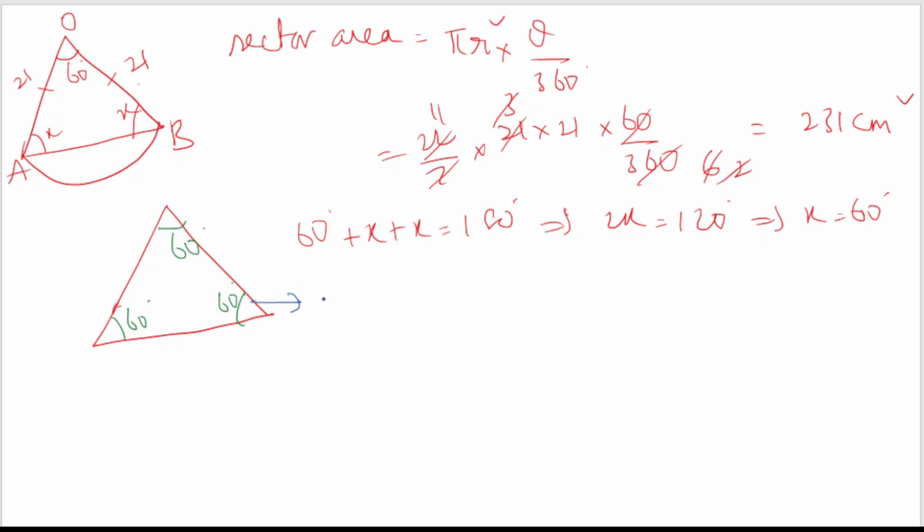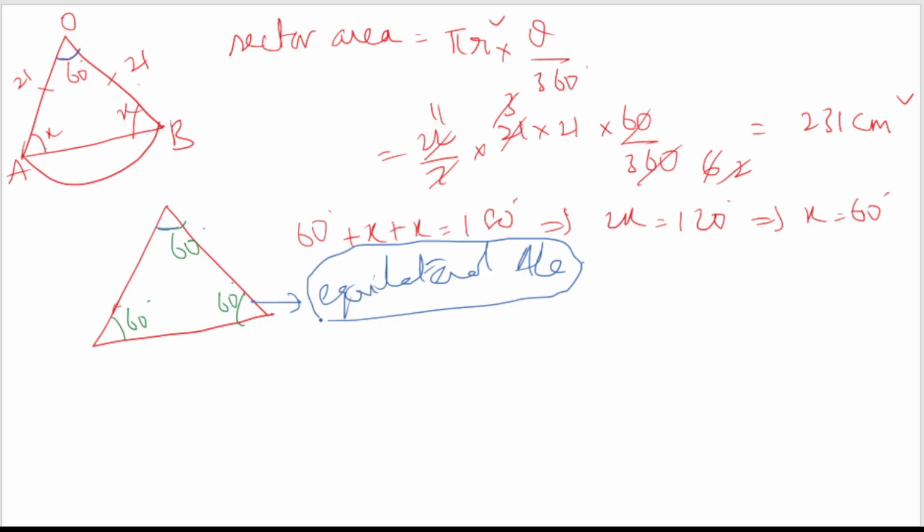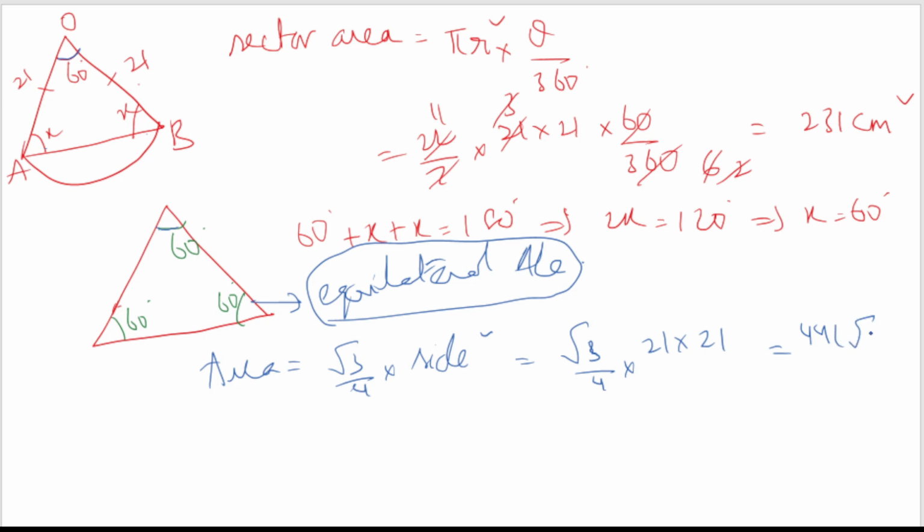Or you can directly consider this as an equilateral triangle, because if the angle subtended at the center is 60 degrees, then the remaining two angles will be 60 degrees each. So what is the area of the equilateral triangle? Area is root 3 by 4 into side square. It is root 3 by 4 into radius, which is 21, into 21. Here you will get 441 root 3 by 4 centimeter square.